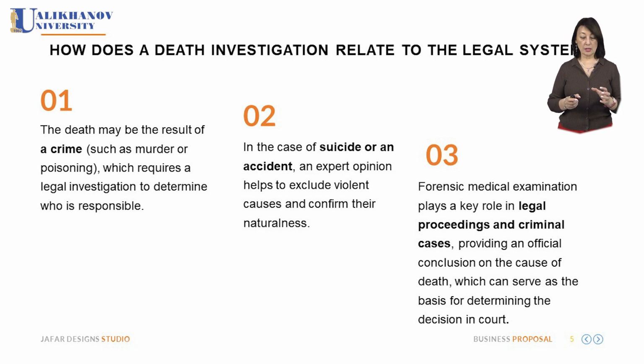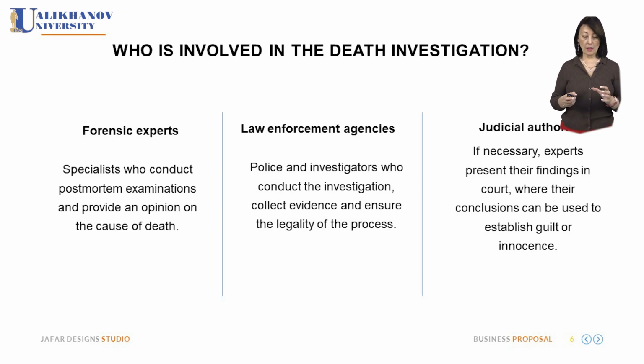A natural death occurs as a result of disease, aging or a natural physiological process. A violent death is associated with external influences: injuries, poisoning, strangulation, drowning, etc. An undetermined cause of death is when it is not possible to determine what exactly caused the death without a detailed examination. Understanding the type of death is extremely important for criminalists, forensic experts and investigators, as it determines the future course of the investigation.